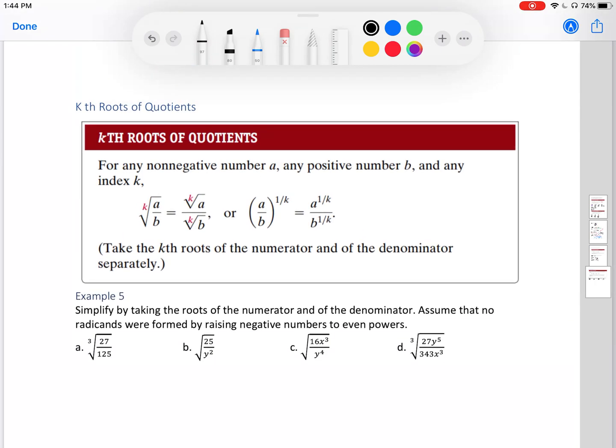Kth roots of quotients. For any non-negative number a, any positive number b and any index k, the kth root of a divided by b equals the kth root of a divided by the kth root of b, or a over b raised to the 1 over kth power equals a raised to the 1 divided by k, divided by b raised to the 1 divided by k.